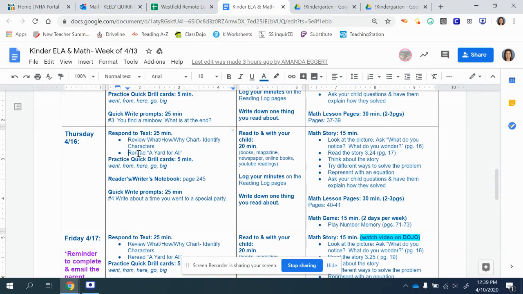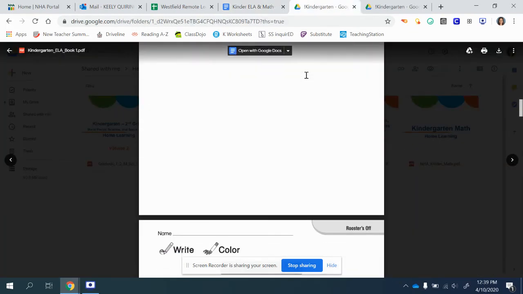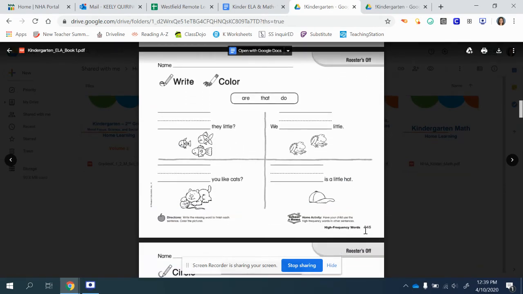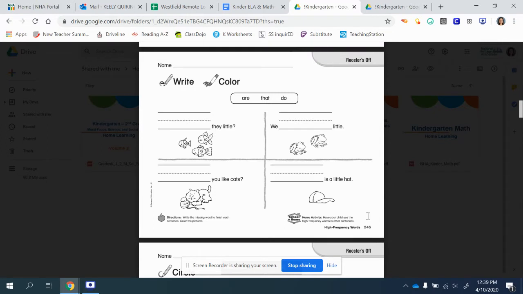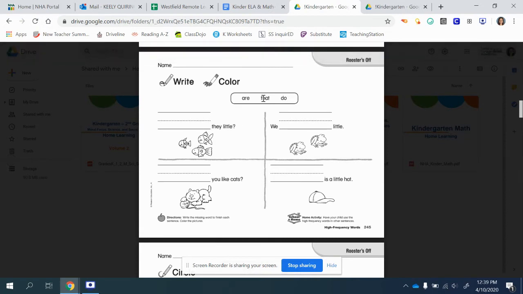Now I get to Thursday. It tells me I'm rereading A Yard for All, practicing my quick drills, and then it says Readers and Writers Notebook, page 245. So I'm back in my packet. I've done my constructed response on Wednesday. Now it's Thursday, and I'm looking at 245. This is the page I'm doing today. So I need to write and then color. Should it say that they little, do they little, or are they little?